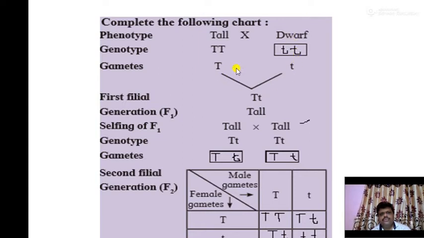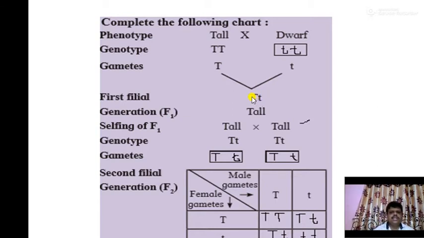When this gamete fuses with this one, the F1 plant will be the tall plant, but this tall plant is heterozygous tall. It is not a homozygous tall, but this one is homozygous tall. This is the homozygous recessive plant, and this is the homozygous dominant one. This one is the heterozygous tall plant.